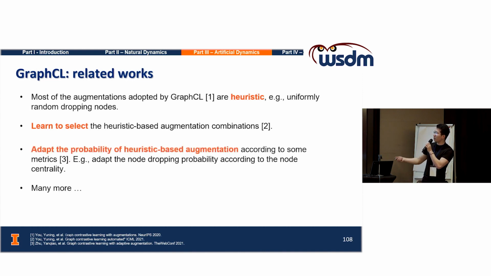And related work 3 tries to address what the optimal hyperparameter is for the augmentation methods to support graph contrastive learning. They try to set the hyperparameter guided by some metrics, but this is also heuristic-based because those metrics are not learnable. For example, they adapt the node dropping probability according to node centrality, so that if the node is more important, the node dropping probability will be low.